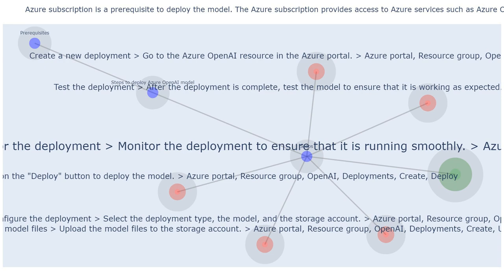Monitoring the deployment involves tracking the health and performance of the deployed model. This helps to identify any issues or performance bottlenecks and address them promptly. This process ensures that the model is running smoothly and meeting its intended performance goals.